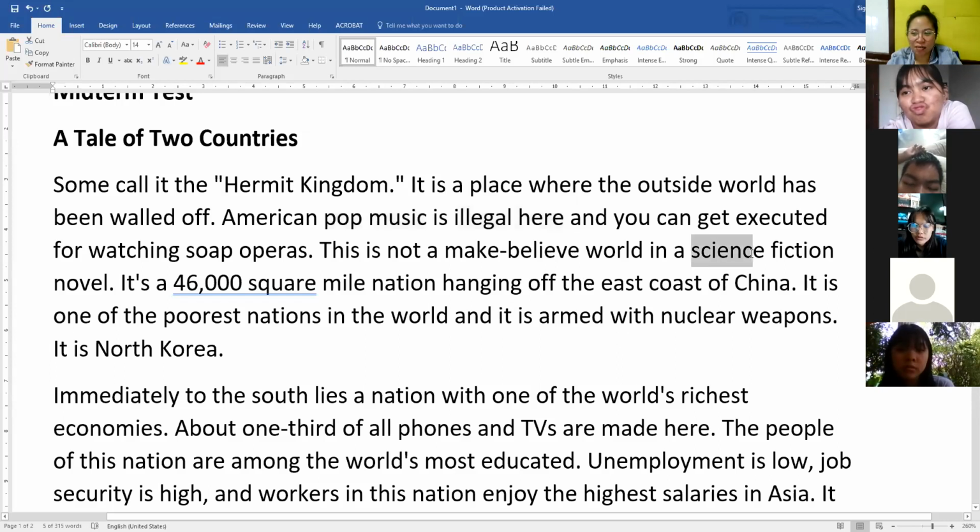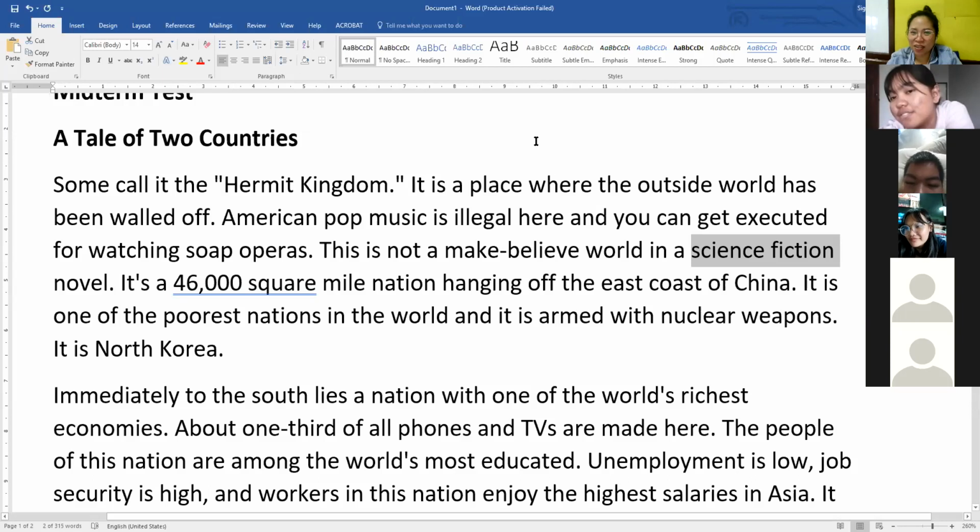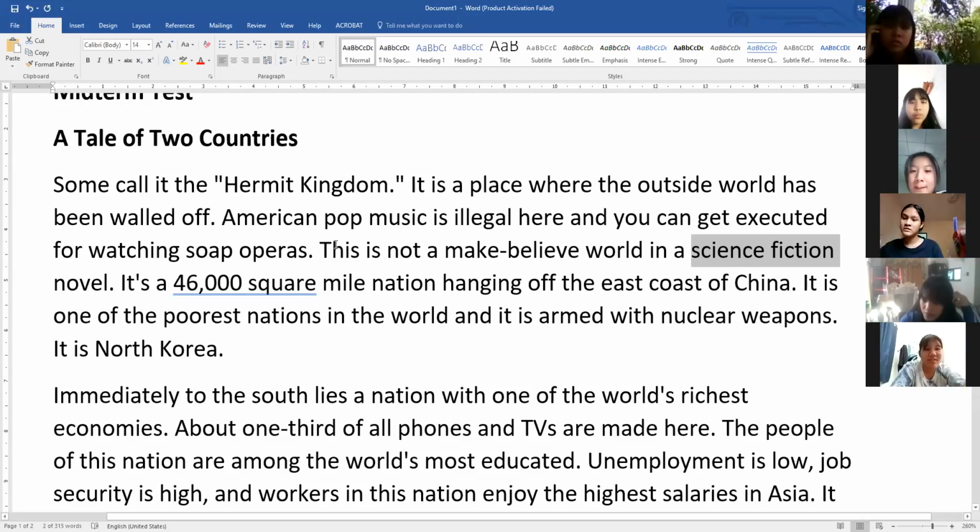And next here, number four. Science fiction. No, not science, it is science. Say science. Science fiction. Sound after the end. Science fiction. Thank you.